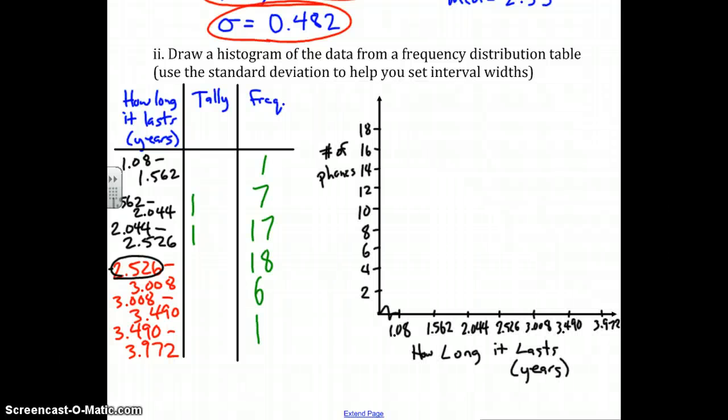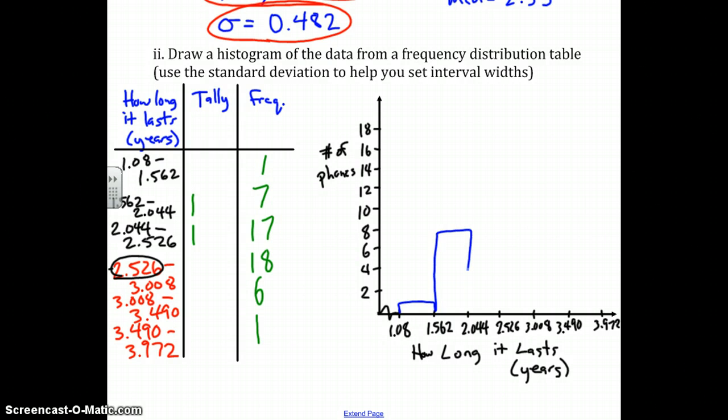Next step would be we could draw a histogram. So for the histogram, I've got along the bottom how long the phone lasts in years. Along the side is the frequency, which is actually the number of phones. I've got this labeled already, and I'm just going to make my bars. The first bar is 1 high, so it's like that. The next one should be 7.